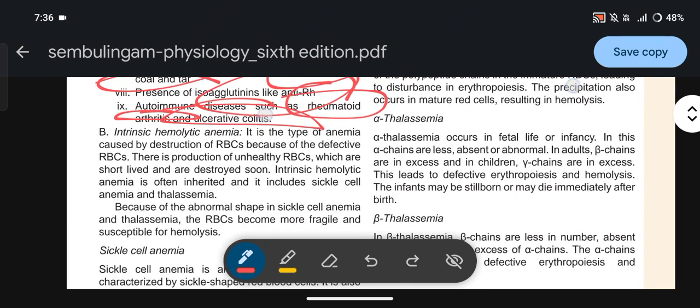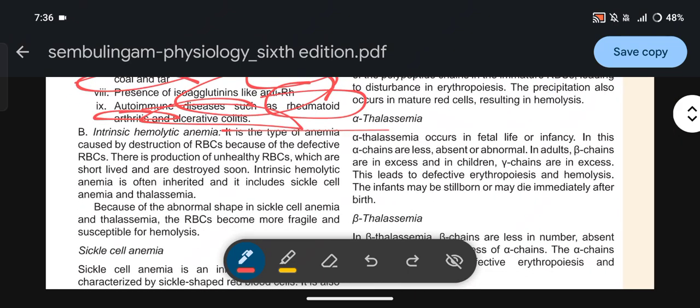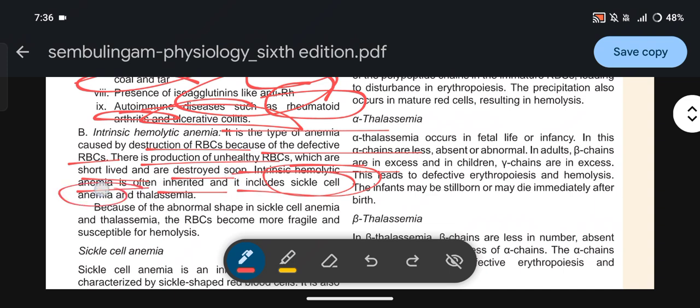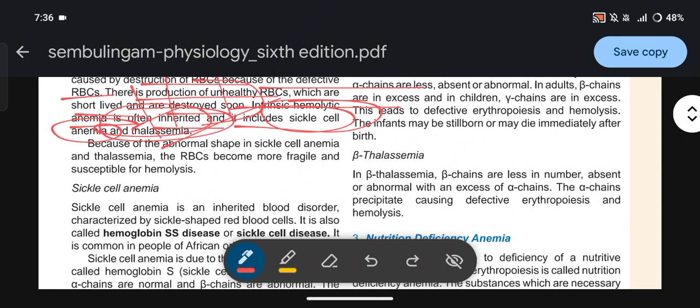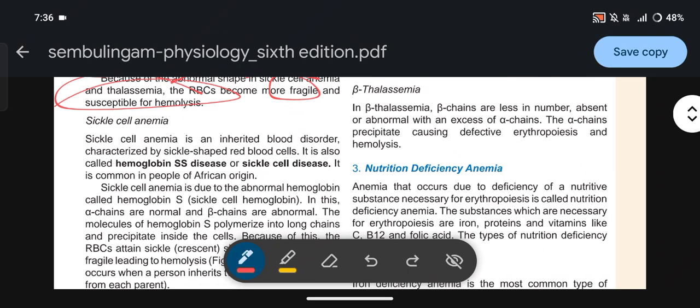Intrinsic hemolytic anemia is a type of anemia caused by the destruction of RBC because of defective RBC, and there is production of unhealthy RBCs which are short-lived and destroyed soon. Intrinsic hemolytic anemia is often inherited, and it includes sickle cell anemia and thalassemia. These are hereditary disorders. Because of the abnormal shape in sickle cell anemia and thalassemia, the RBC become more fragile and susceptible to hemolysis. Now, first let us discuss sickle cell anemia.